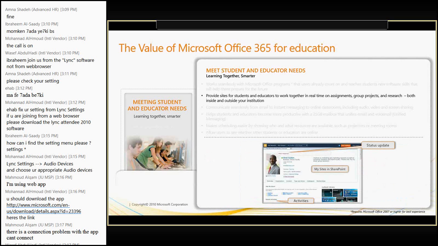Another thing is the ability to work on real-time assignments, group projects and research. I mentioned sites, as part of SharePoint. You can create a site for a specific chemistry project, and all of you in the group can collaborate on the same document at the same time. This feature is called co-authoring. It's available in Office 2010 and up, and it allows people to work on the same document at the same time, provided it's shared on a central location like SharePoint.